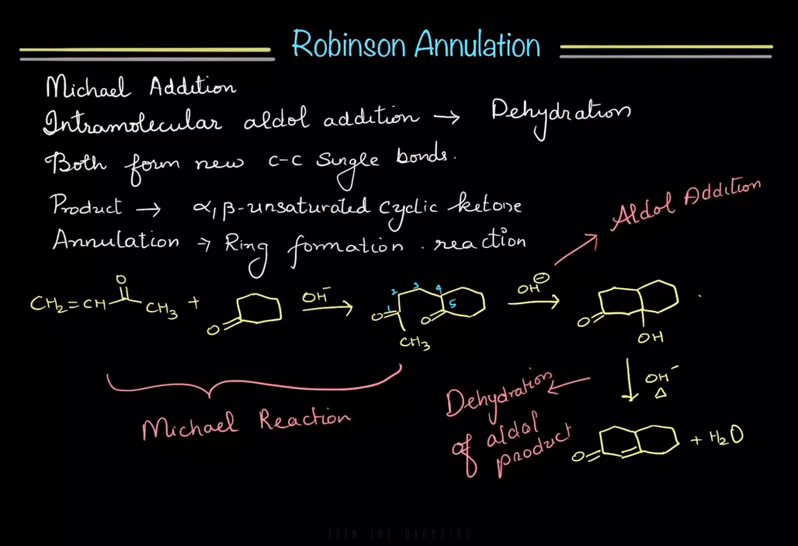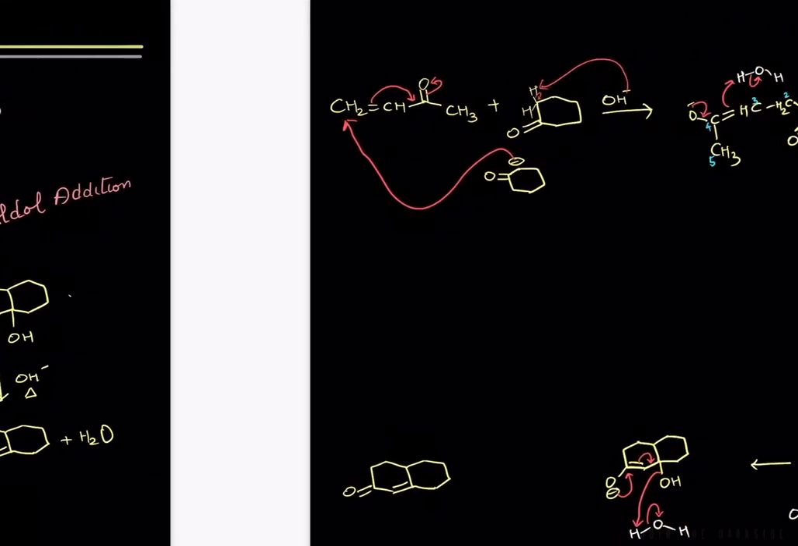Now let's get started with the reaction. For the Robinson annulation, we take an alpha-beta unsaturated carbonyl compound and react it with a carbonyl compound. Through a series of reactions, it forms an alpha-beta unsaturated cyclic ketone. That's the product we will get. Again, it is a combination of the Michael reaction, the intramolecular aldol addition reaction, and then dehydration of the aldol addition product. So let's get started with the mechanism.